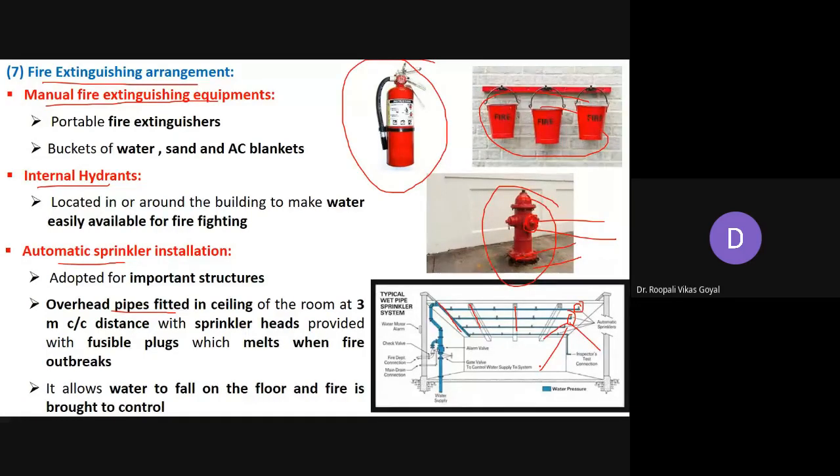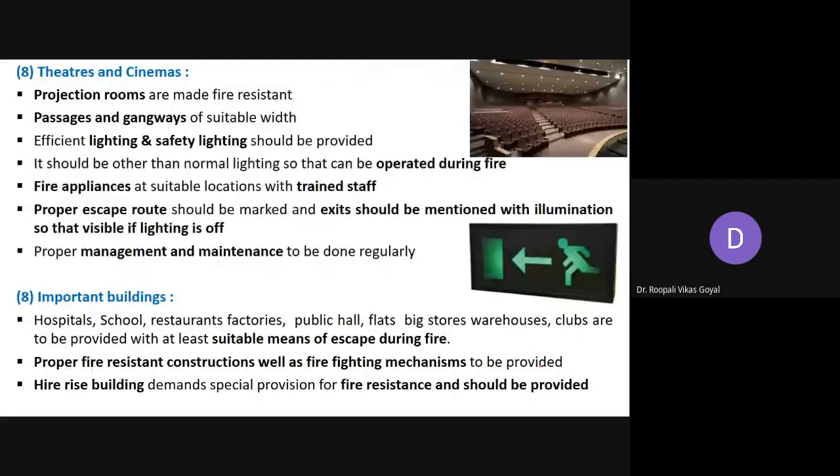Now in theaters and cinema, because so many people are gathering here, proper fire extinguishing mechanism and all the construction should be fire resistant. First thing, projection room, it should be fire resistant. All the passages and gangways, means ये जो distance होता है ना between the two seats, this is called as gangways. It should be having a suitable width. जो भी passage है, जो भी gangways है, it should have sufficient width so that in case of such emergency, people can escape safely. Also, efficient lighting and safety lighting should be provided.